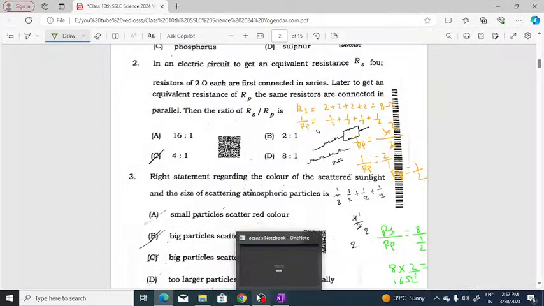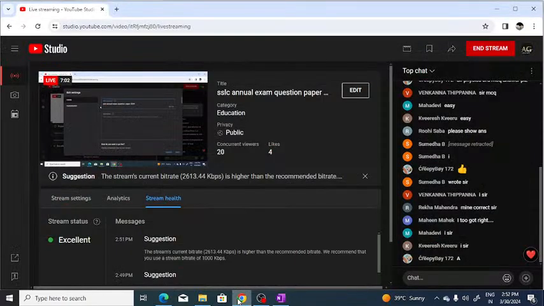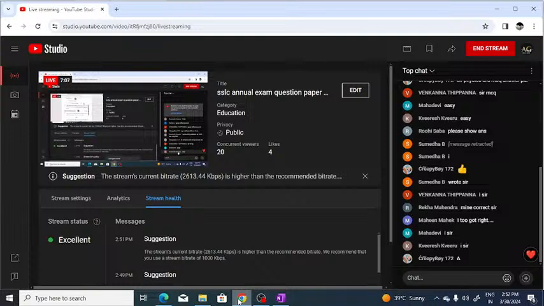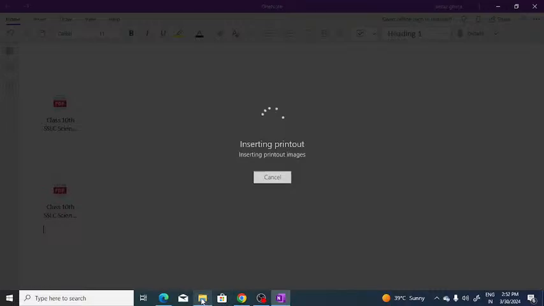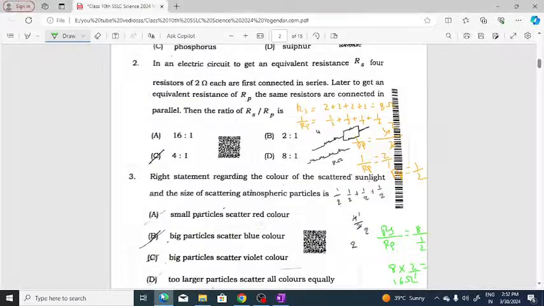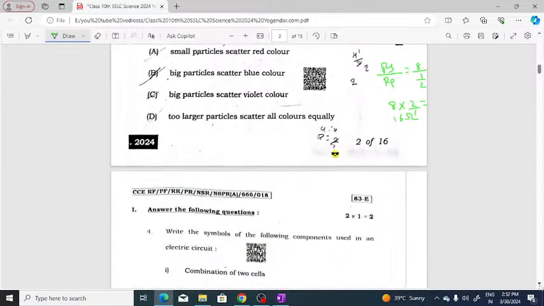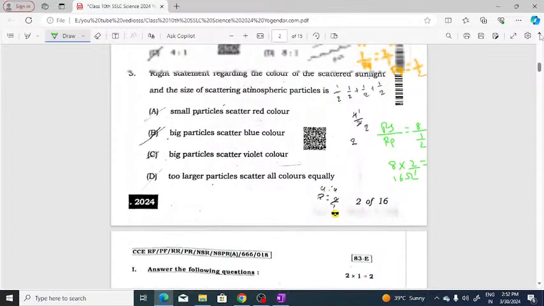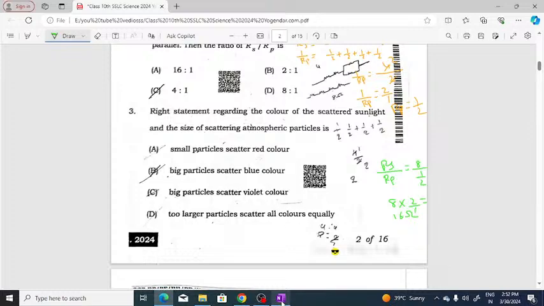I need more space, so we are trying to get it. How many students got the second answer as 16? Okay, let us discuss the third. Ruhi, what did you write?